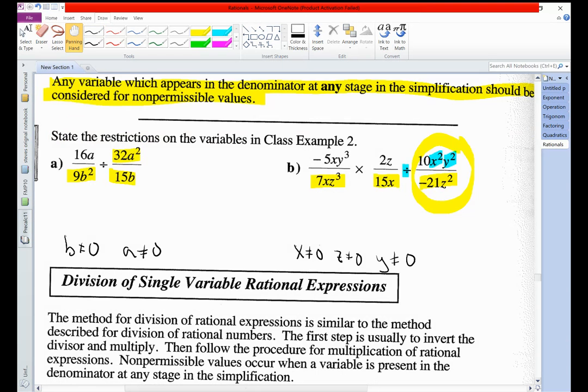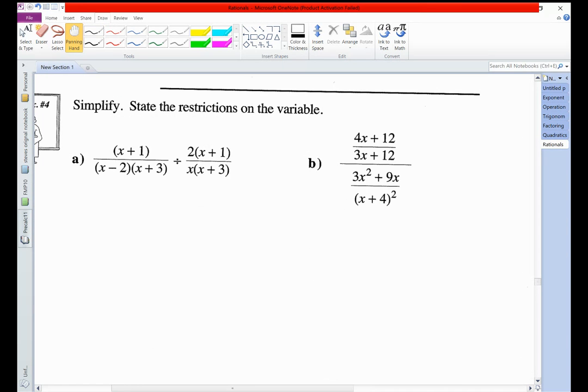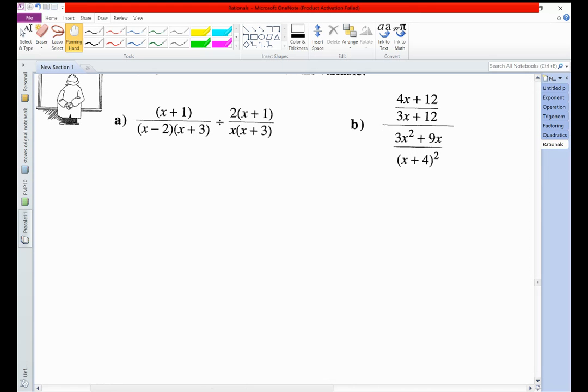All right, let's put this all together. So we've got two questions here. The first one in A is already factored, which is really great. So the first thing that we're going to do is state our non-permissible values. So you can see that x can't equal positive 2, negative 3, and then negative 3 for this one as well. That takes out all three of those. But also we need to realize that we're going to flip this term. So this one's going to end up on the bottom. So that means that x can't equal negative 1.